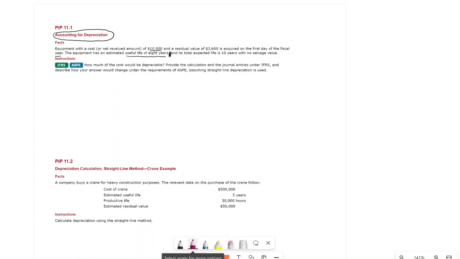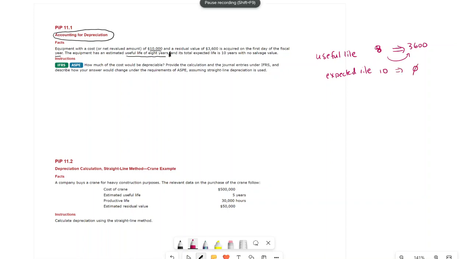So what is the difference? First, we have two things. We have a useful life and we have an expected life. So there are two lives. If it's a useful life, it is for 8 years. We have a salvage value of 3,600. That means we can depreciate the asset for 8 years and then we can sell the asset for 3,600. If the expected life is 10 years, after 10 years the asset will be worth nothing. So why do we need to do that?